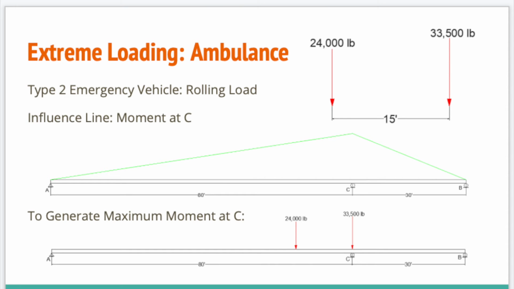The extreme loading condition chosen for analysis of this bridge is an ambulance. Because this is a pedestrian bridge, it is not designed to carry vehicle traffic, but it is reasonable to assume that in the case of an emergency, it may be necessary for the bridge to support an emergency vehicle.